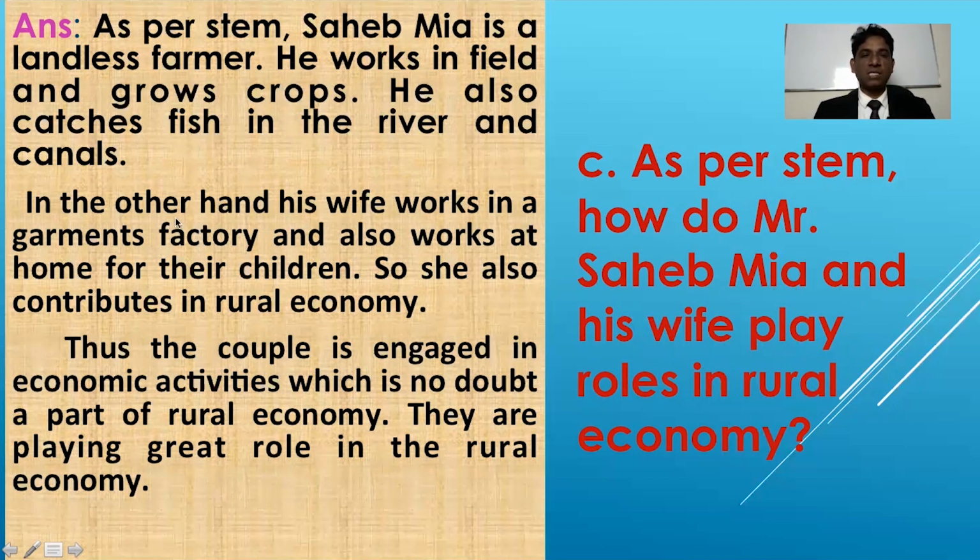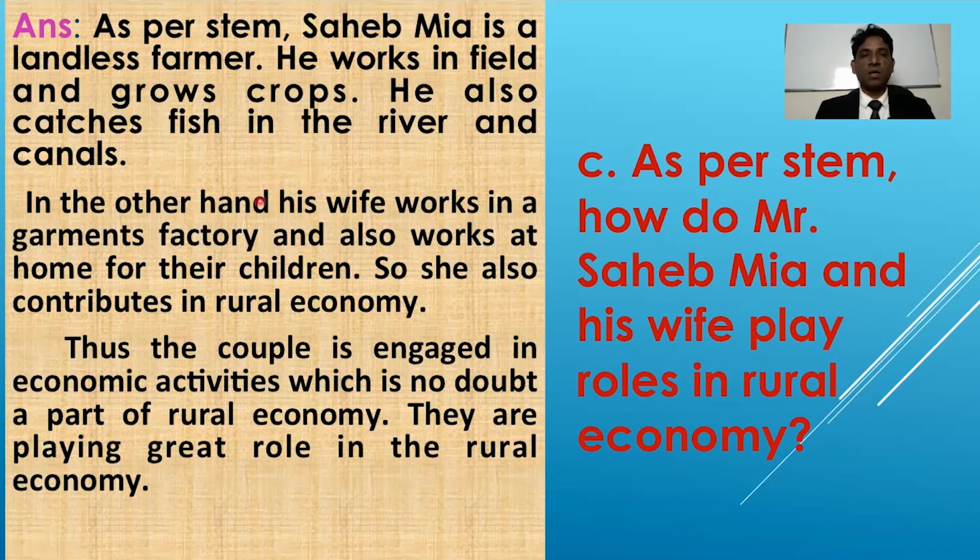Okay. And the second para you can see here. On the other hand, his wife works in a garments factory and also works at home for their children. So she also contributes to rural economy. Okay. And the last para we can see here. Thus, the couple is engaged in economic activities, which is no doubt a part of rural economy, right? And the last line we can see here, they are playing a great role in the rural economy. So here I have given 3 paras, you have to write like this.